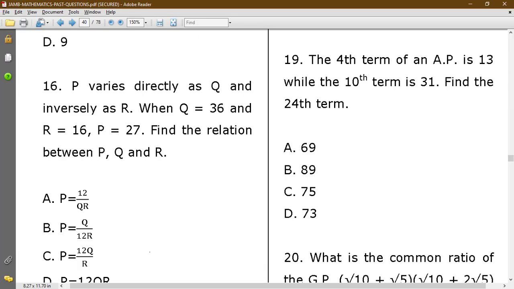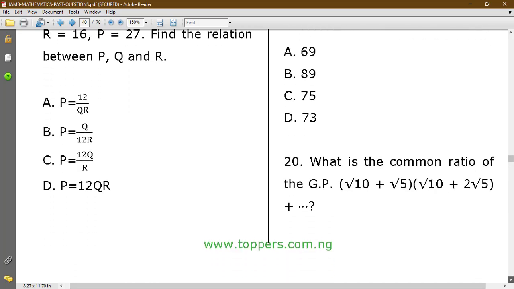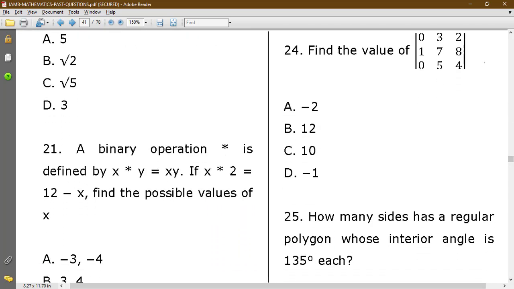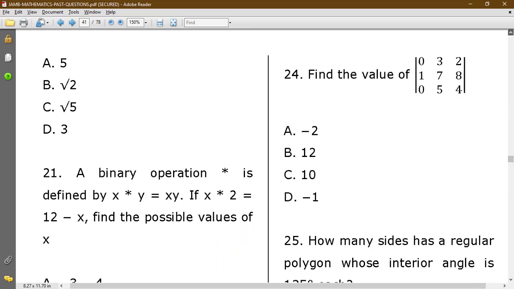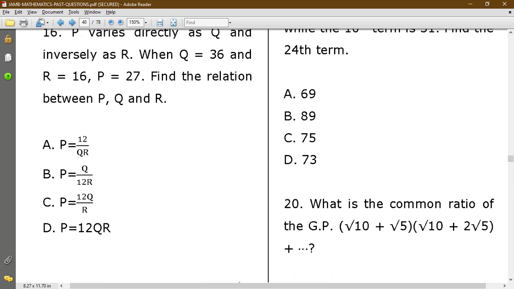So now we go to number 20. Number 20 says, what is the common ratio of the GP? They ought to put a comma here. There should be a comma here. So they missed something. So root 10 plus root 5, comma, root 10 plus 2 root 5.